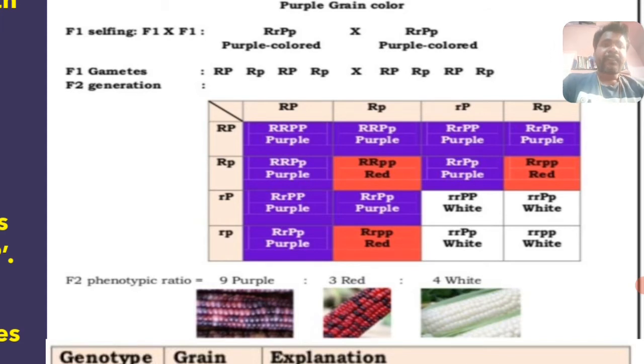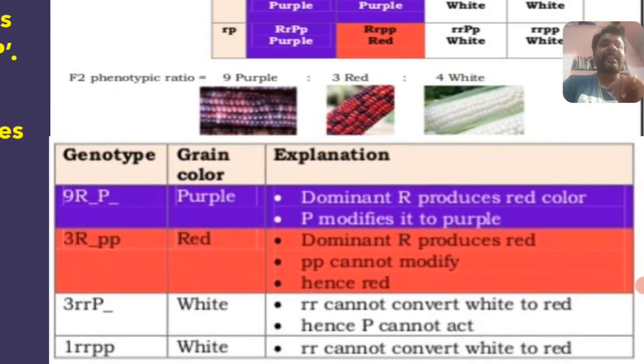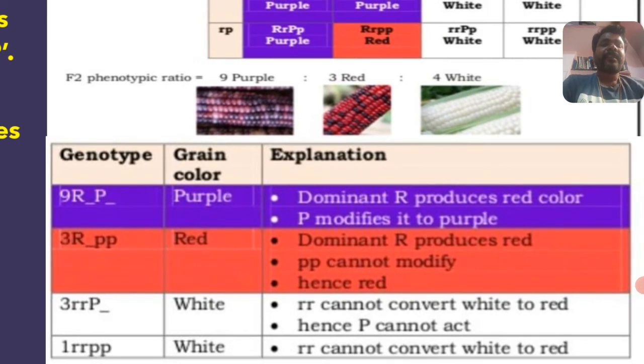In the F2 generation, in the phenotypic ratio, 9 of them are purple colored, 3 are red and 4 are white. This is the phenotypic ratio of supplementary gene interaction. See here the genotypes, they are mentioned very clearly. Nine capital R capital P show the purple color. The explanation: dominant R produces a red color, and P modifies it to purple. The capital R produces the red color, but whenever P is present as a supplement, it modifies the color to purple.